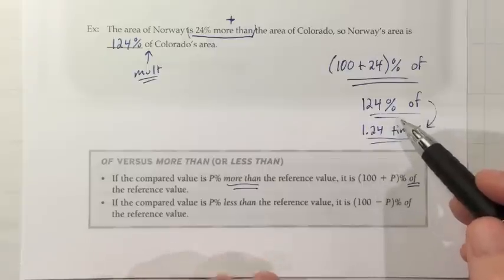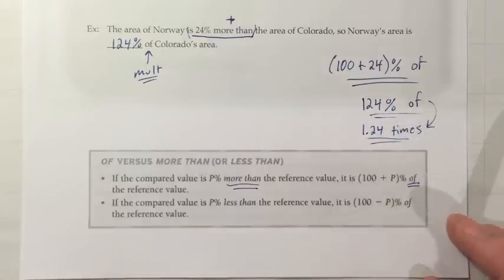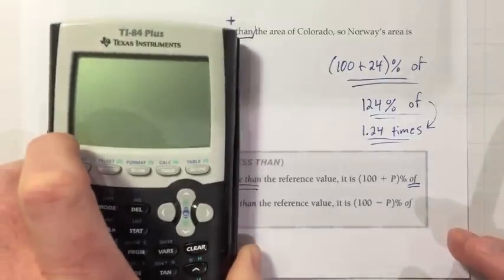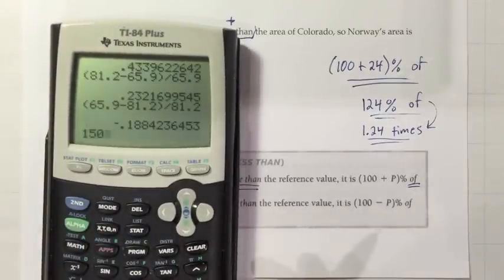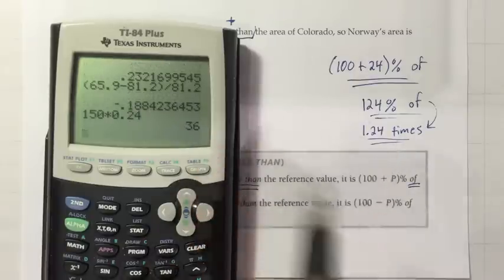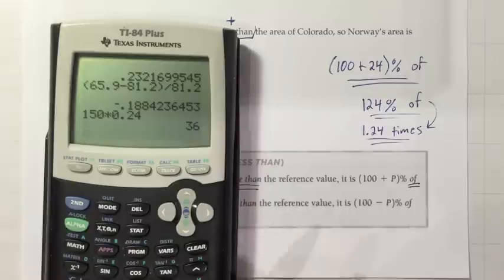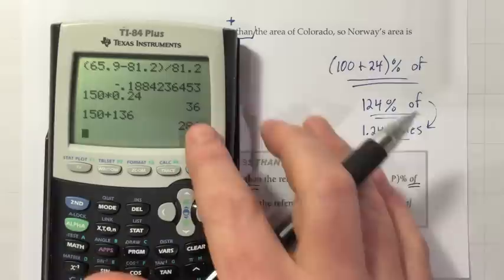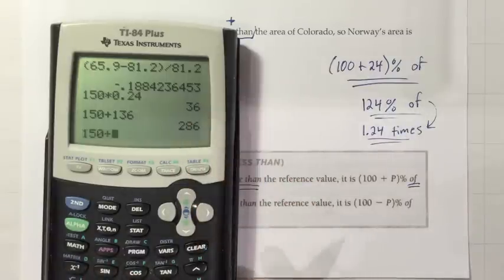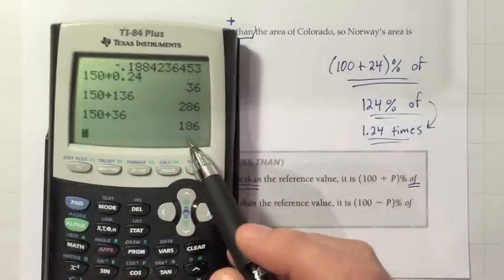And I'd just like to show you that real quick. If you did 24% more than, let's just make up a number for our starting thing. Let's say it was 150. 24% of that would be 0.24 times 150. And if it was going to be 24% more than the original, that would be 150 plus that 24%. Sorry, I got that number wrong. 150 plus 36 would be 186.